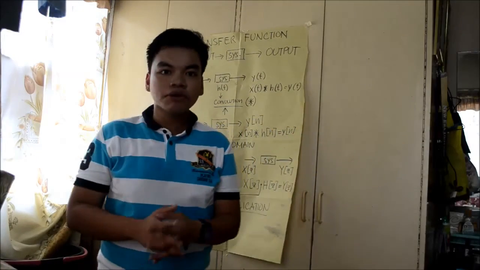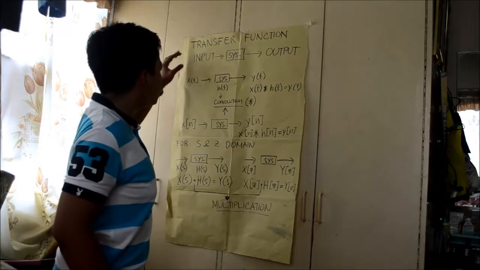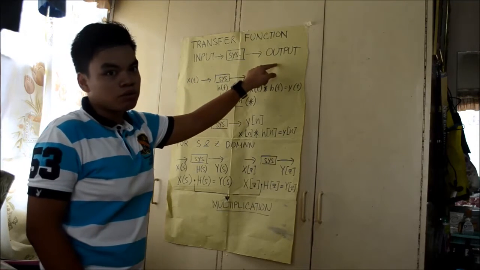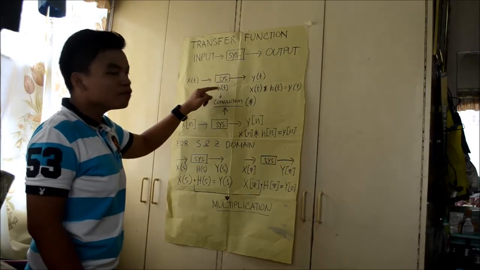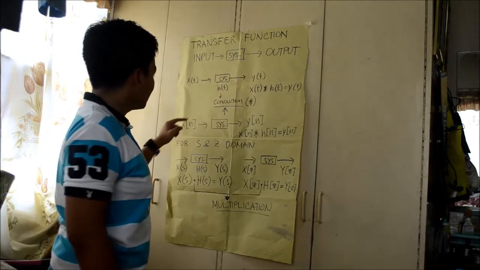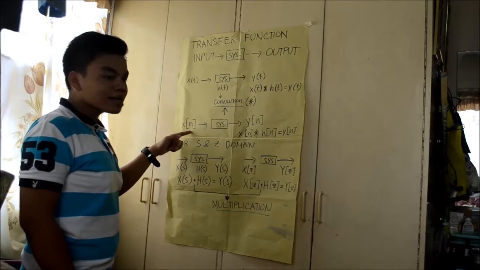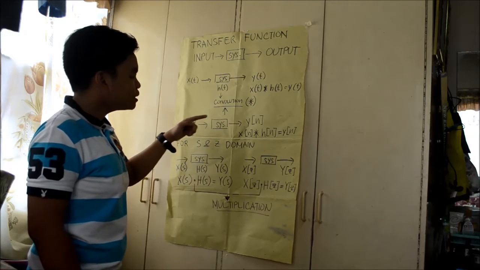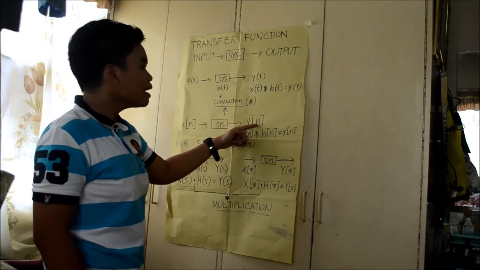The second topic for today is about transfer function. In a transfer function, we have an input entering the system and leaving the system as output. For the time domain, x of t will enter the system h of t, then leave the system as y of t. Then in the sample or n domain, x bracket n will enter the system, then leave the system as output y bracket n.